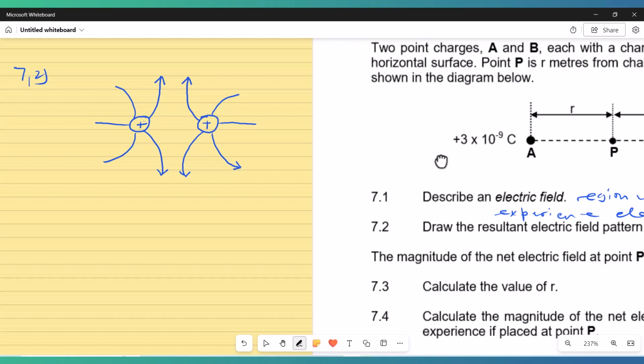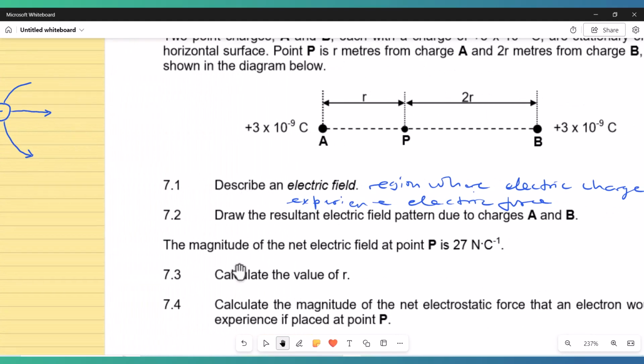Pointing upwards, and pointing upwards as well, pointing upwards, and like that, okay? Now they say, what must we do? They said here that the magnitude of the net electric field at point P is 27 newtons per coulomb. Calculate the value of R.